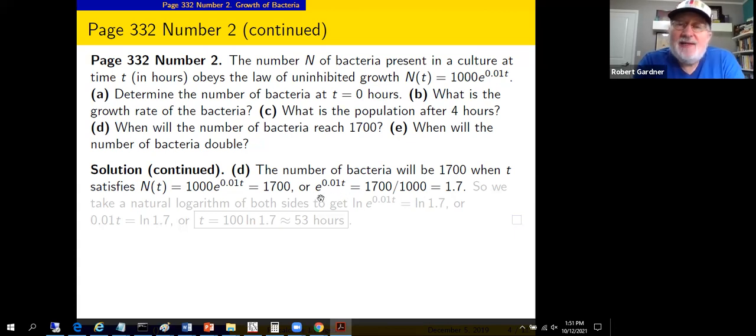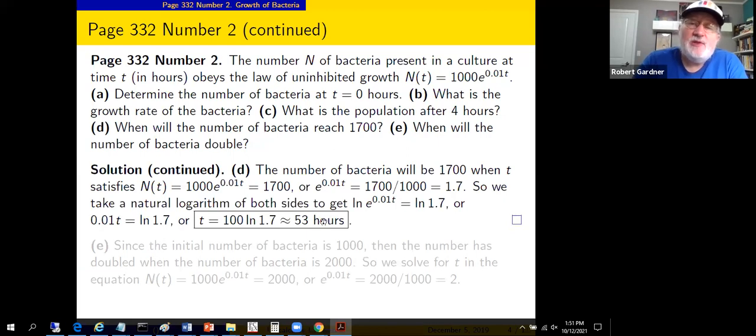Now we need to get the t out of that exponential function. You would do so by taking an appropriately based log function. This is a natural exponential function, so we'll take a natural log function. We'll take the natural log of e to the 0.01t. Right-hand side, natural log of 1.7. Numerically, don't know what that is, but we'll get a calculator out.